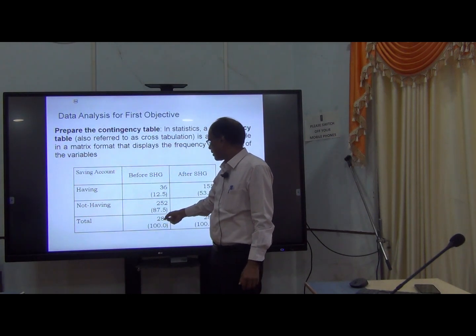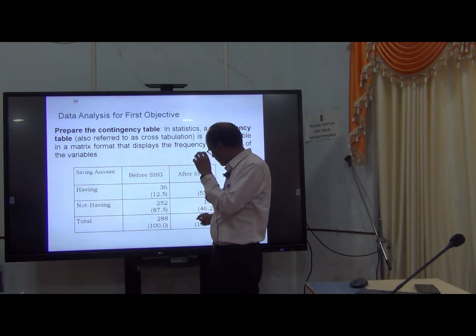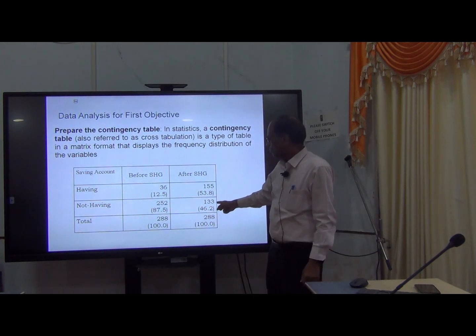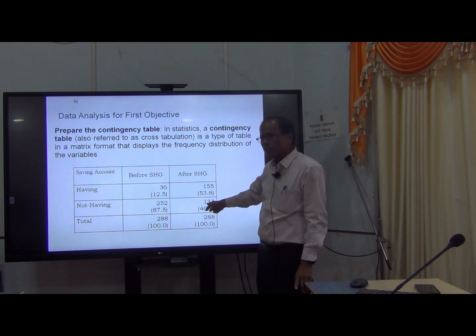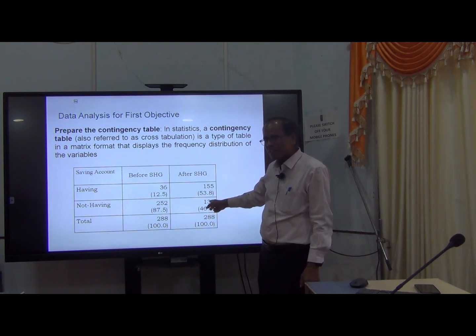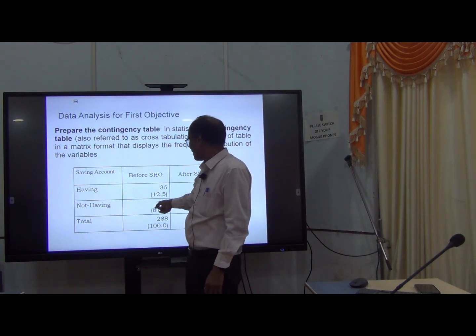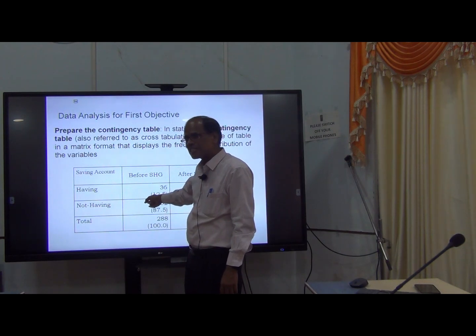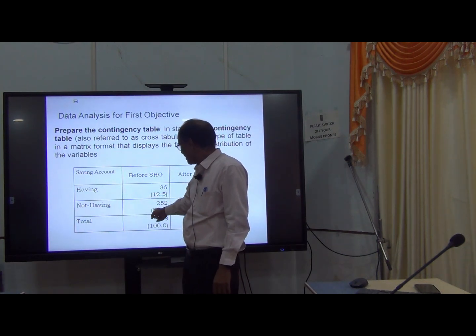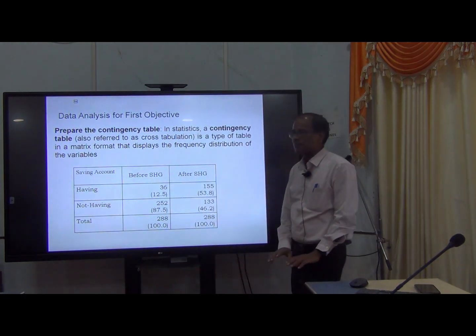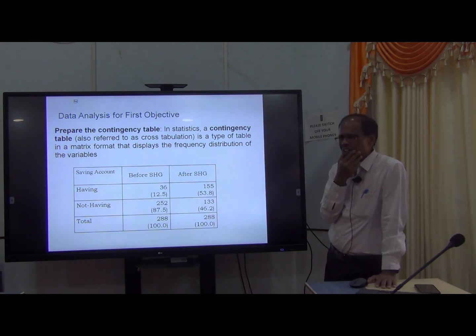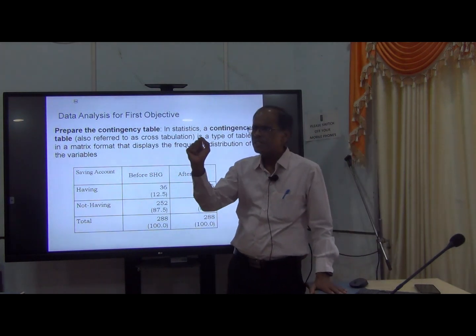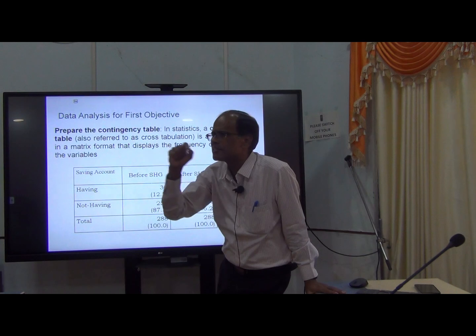Out of these 288, now 155 respondents are having a bank account after they become members, and still 133 members don't have a bank account. But before they became members, only 36 respondents were having a bank account, and that means 252 members did not have a bank account. So here our objective is whether membership has anything to do with this banking habit.